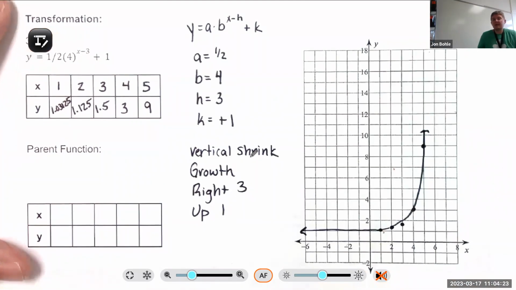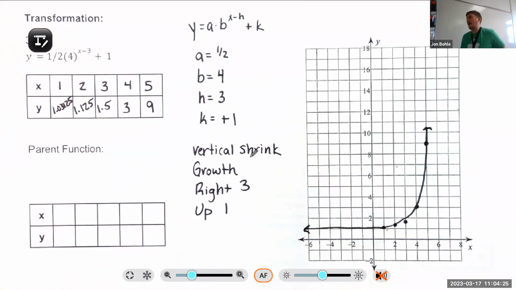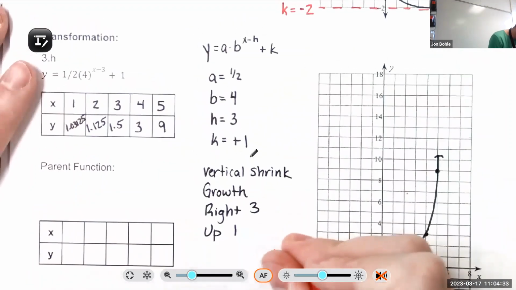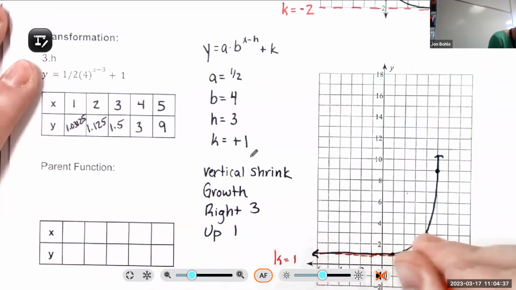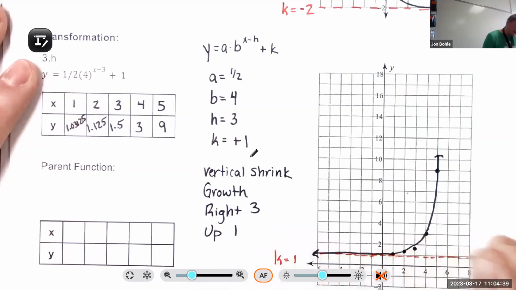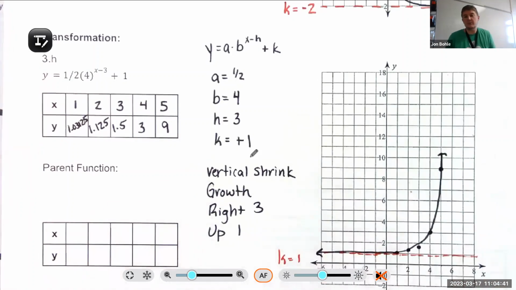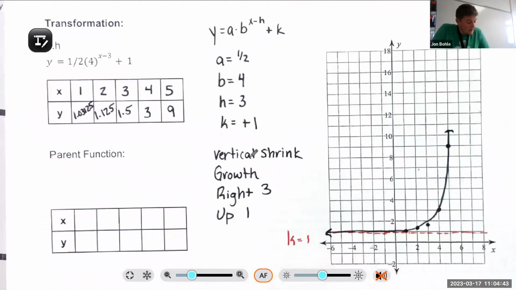What number is my horizontal asymptote at now? What should it be at? 1, because that's the K value. So K equal to 1 is my horizontal asymptote. That graph is going to get closer and closer to that red line. Technically, it's never going to touch it.